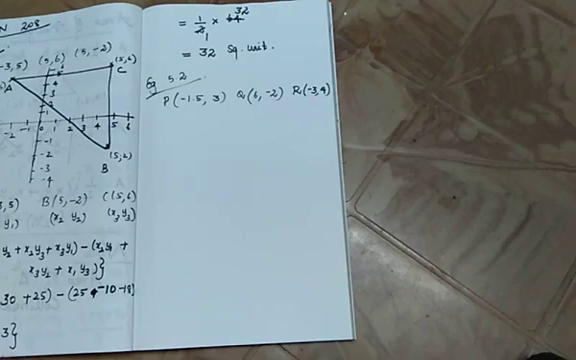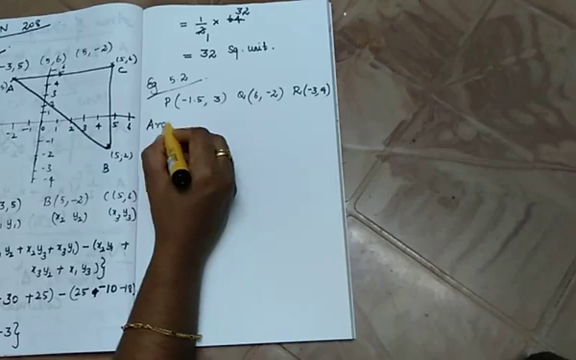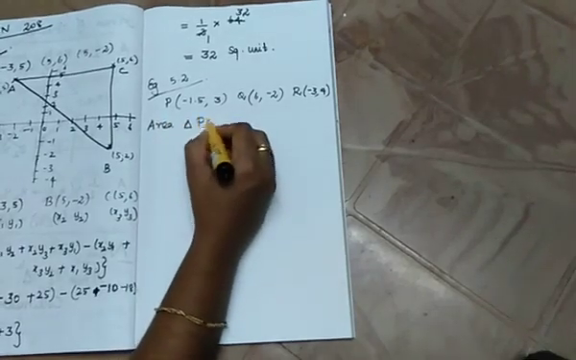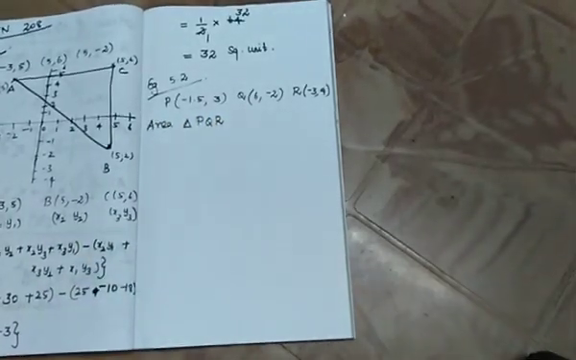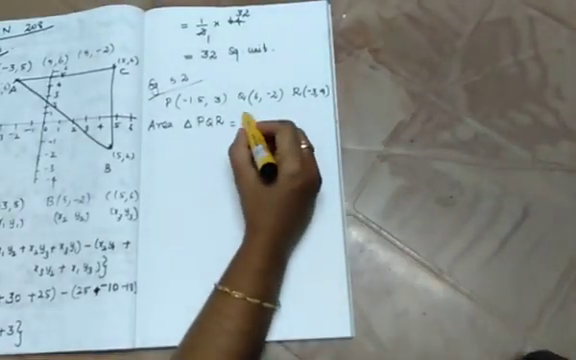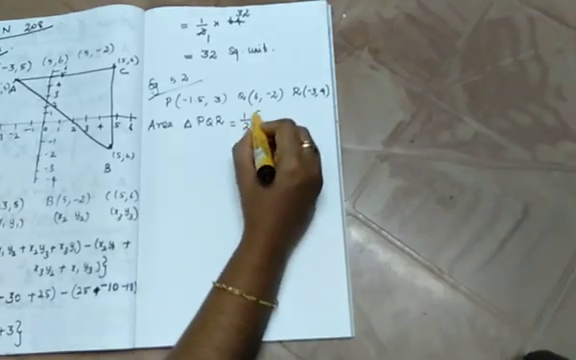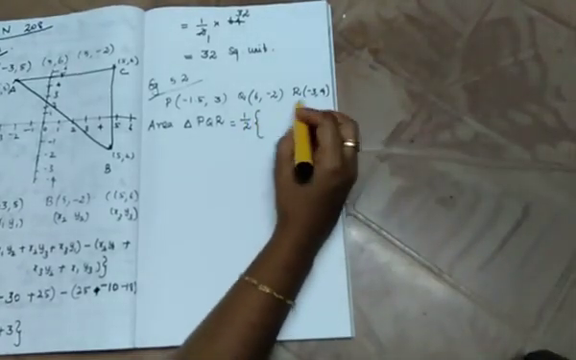Since we are checking collinearity, what is the condition? Area of triangle is equal to 0, isn't that so? So we are going to find the area of triangle PQR, which is equal to, since we know the formula, half into, what is the formula?